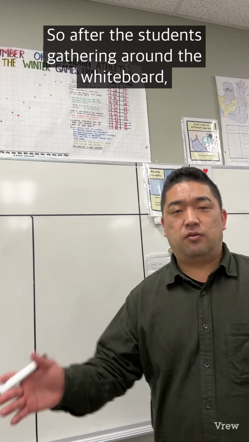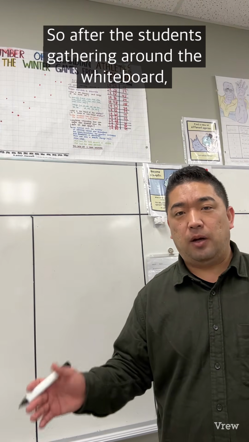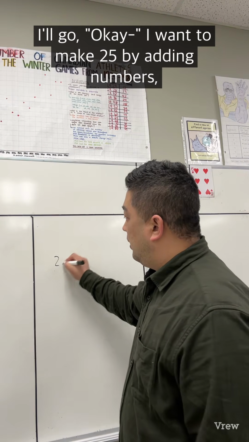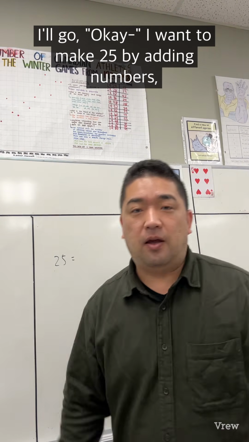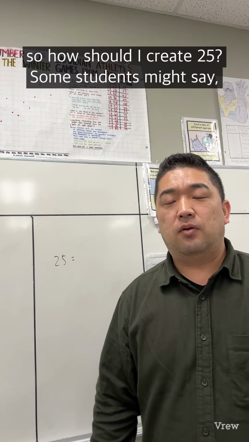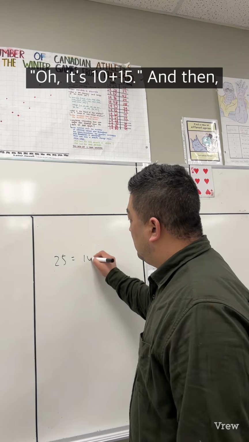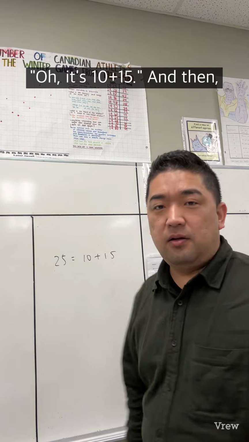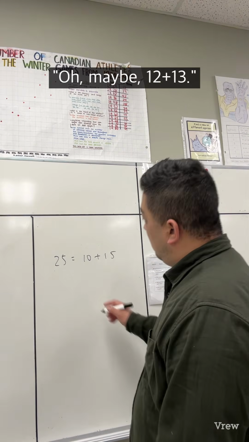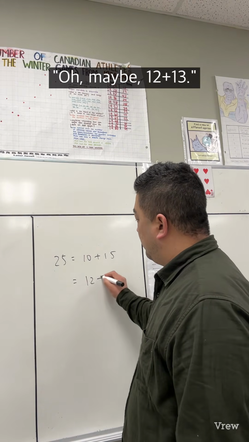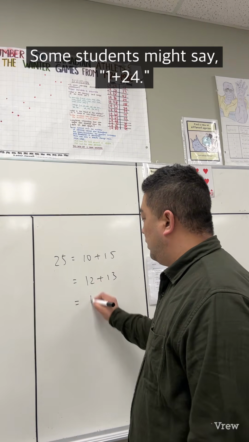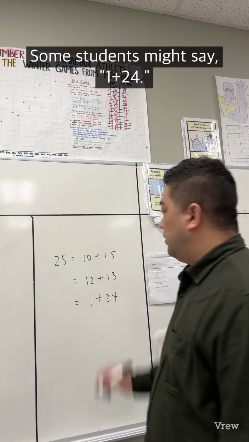So after the students gather around the whiteboard, I'll go, okay, I want to make 25 by adding numbers. So how should I create 25? Some students might say, oh, it's 10 plus 15. And then, oh, maybe 12 plus 13. Some students might say 1 plus 24.